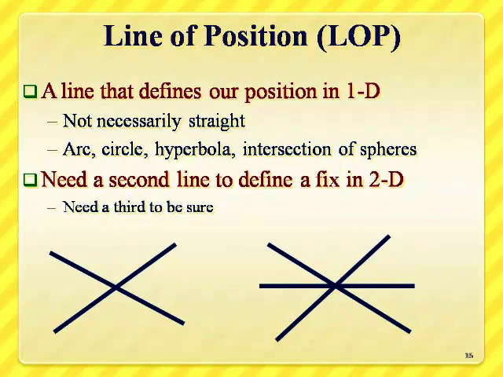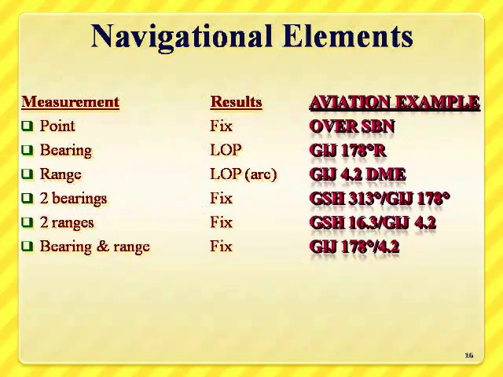So what are the terms we use in this context? Navigational elements. If you want a point to be identified, we call that here a fix. And bearing, that is the angle information, we get from the LOP. Range is also obtained from the LOP. Then if you have 2 angle informations, it will fix 1 point. If you have 2 range informations, it will also fix 1 point. If you have bearing and range of a location, it will also fix 1 point. But in the context of aviation, how they are mentioned is shown on the slide here.